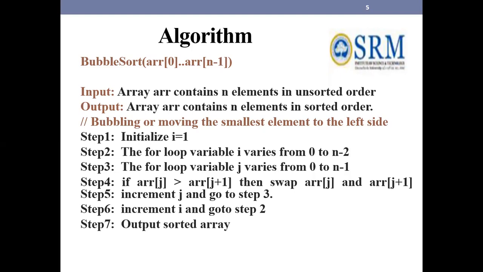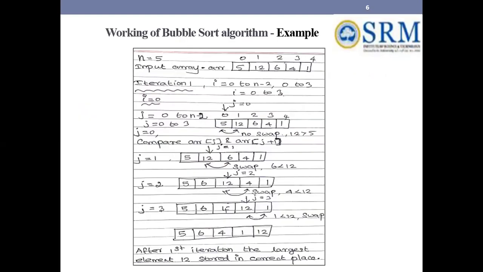For the second iteration, i is incremented and we go to step 2 again. Now the i value is equal to 1, the second iteration. So the number of iterations i is from 0 to n minus 2. After n minus 1 iterations, the two for loops output the sorted array. The sorted array ARR contains all the elements in sorted order. So this is the algorithm and example.